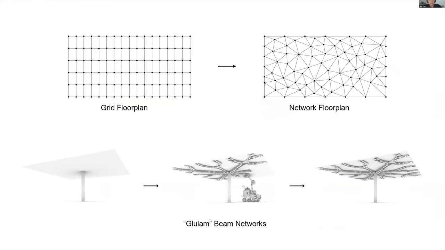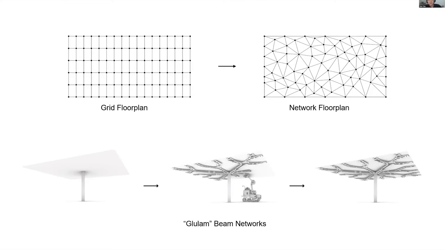Based on the possibilities of such a mobile robot platform, we are trying to explore some novel design opportunities for timber construction. So we conceptualized a building system we call the glue-lam beam network, which is assembled by the robot platform from underneath to reinforce pre-erected columns and slabs. This system is not limited by a grid floor plan, and it can transform the floor plan of timber structures, especially multi-story timber structures, to a network floor plan.